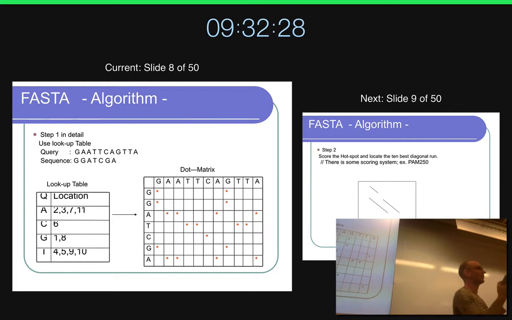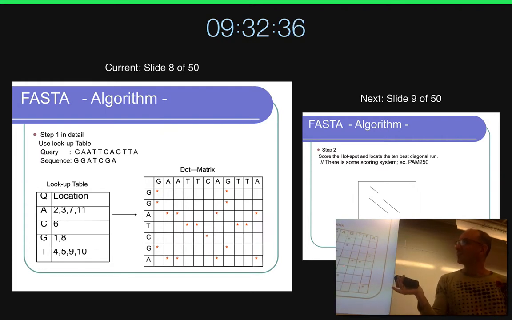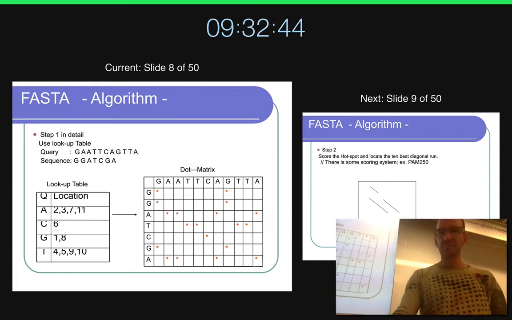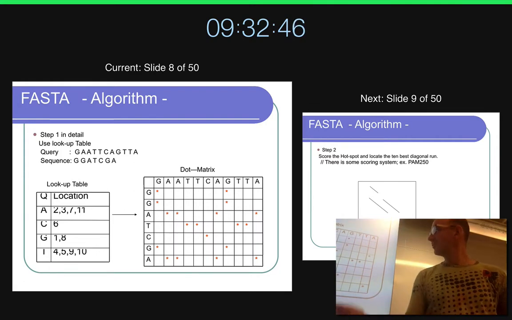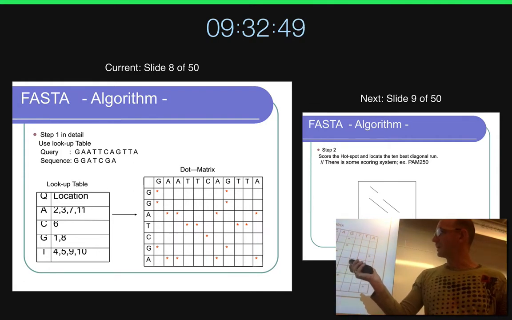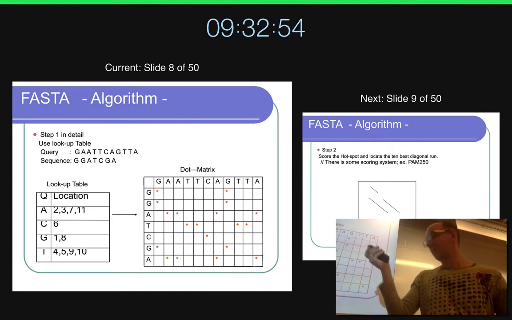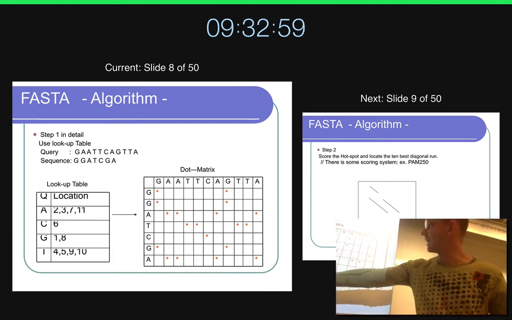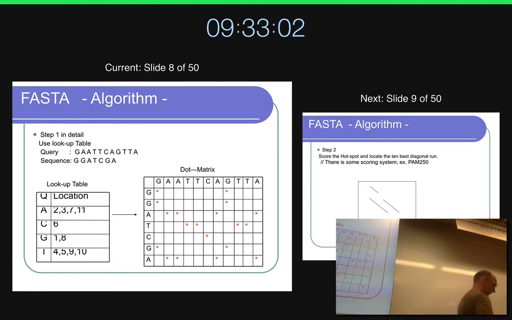So I have a lookup table. I can do this once. This is fast. I only have to go through this once. And so I have this, and of course, I can do this with a very big table, quite fast. And then I try to find every diagonal. So I find every row here that has more than 2, or in my nucleotide case 6, matches in a row. So I find the hot spots. I try to identify every line that has more than a certain number of hits.